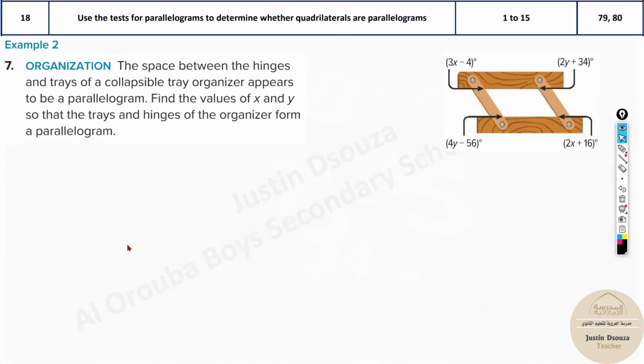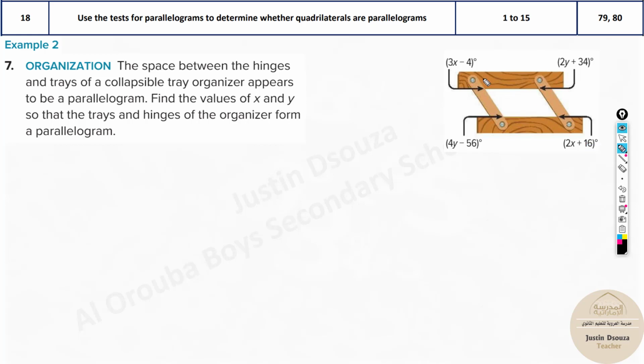And now we have some real world problems. In an organizer, the space between the hinges and tray of a collapsible tray organizer appears to be a parallelogram. Find the values of x and y so that the tray hinges of the organizer form a parallelogram. Basically the inner part looks like a parallelogram, and they're given the angles. We need to arrange this such that it's a parallelogram. That means the opposite angles are equal.